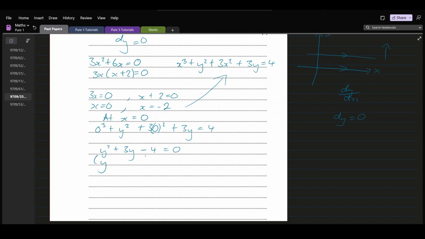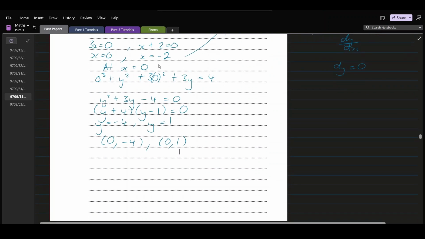Let's factorize. This is (y + 4)(y - 1) is equal to 0. So you get y is equal to -4 and you get y is equal to 1. So we know that at x is 0, we have the coordinates (0, -4) and (0, 1).